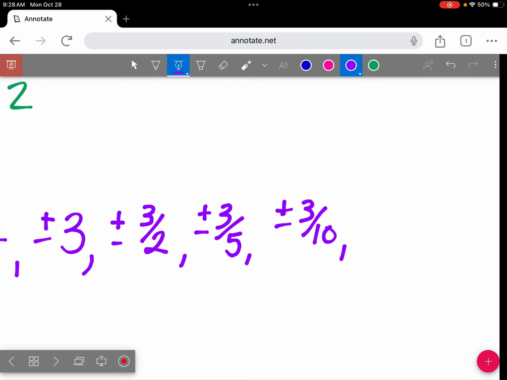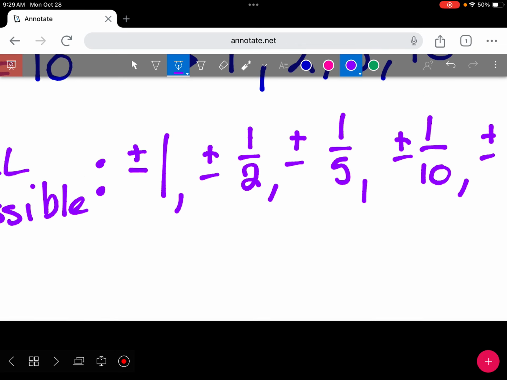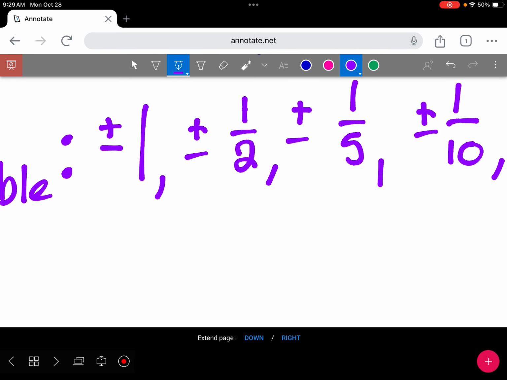I'm just going to go on to the next row, just so that we can keep things organized. So I'm going to have my 4 as my numerator, 4 over 1. I don't have that yet, so plus or minus 4. 4 over 2, that's 2. I already have that in the list, so we're good there. Plus or minus 4 over 5. I don't have 4/5 yet at this point, so we need that.